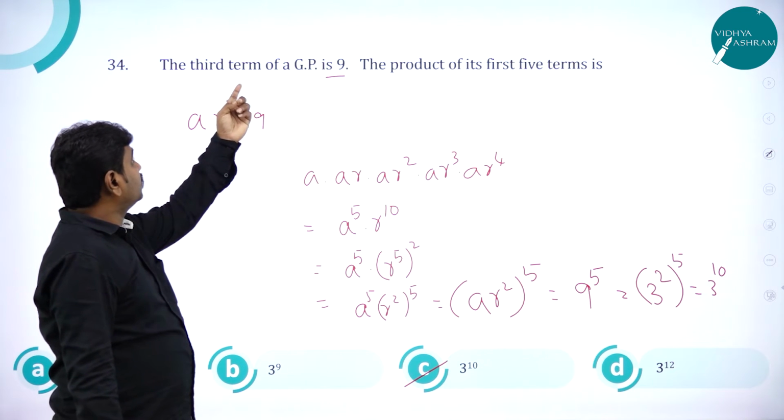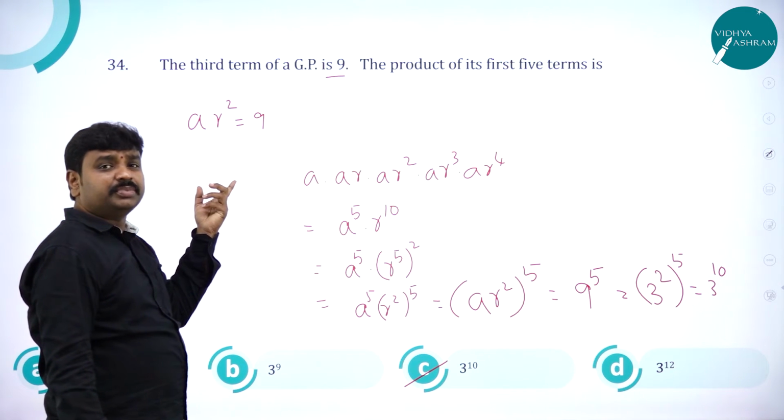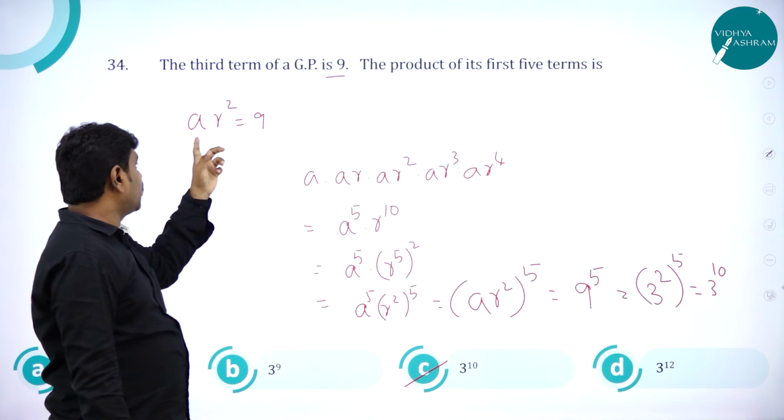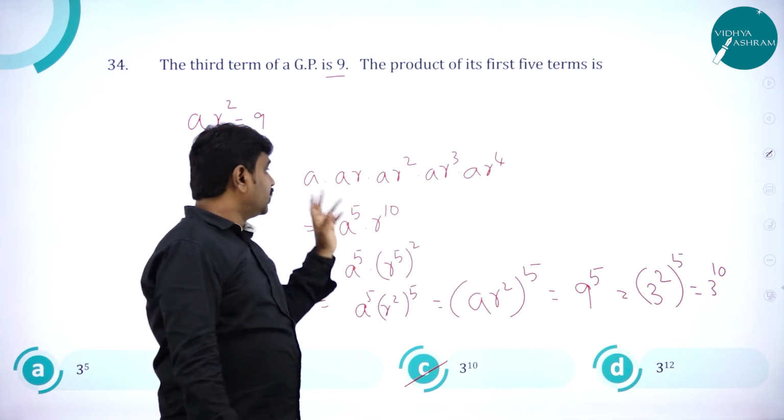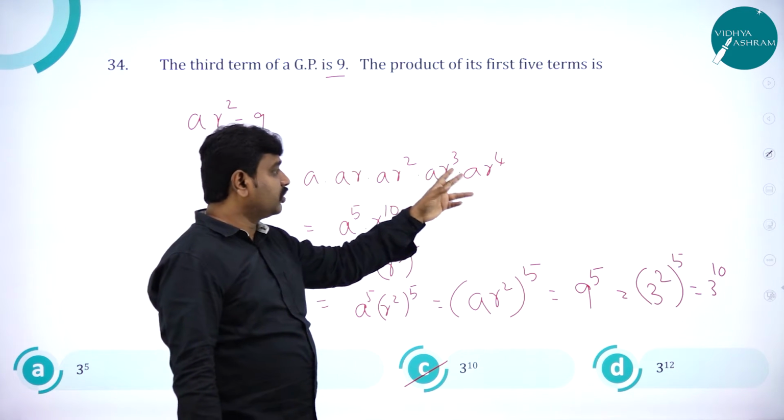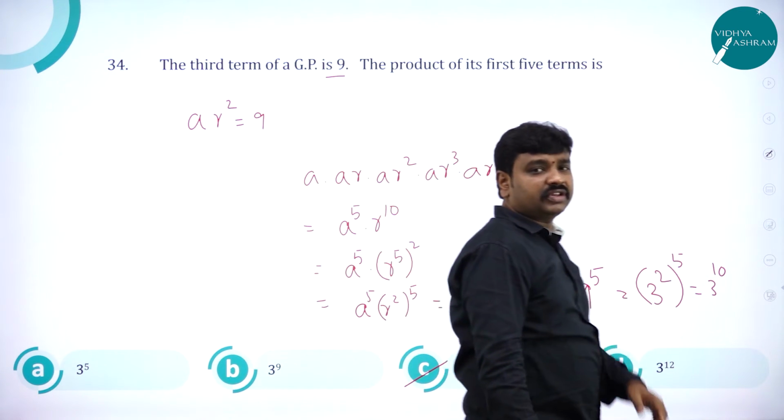See, they told the third term. All of you know the general term in GP is what? AR power n minus 1. So the third term is AR square. So the product of 5 terms means A into AR square into AR cube into AR power 4 should give you the answer. Simplify this, you'll get the answer.